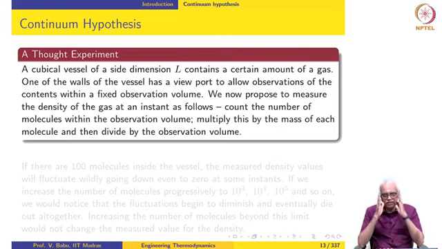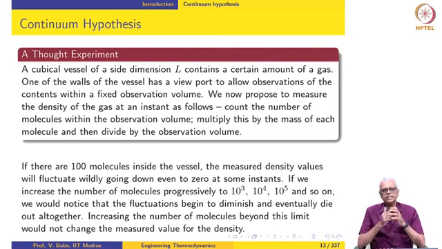So, at an instant we look at the observation volume, count the number of molecules, compute the mass of all the molecules together, and divide by the observation volume. Now, let us say that we have 100 molecules in the vessel. If we start with 100 molecules inside the vessel, then the measured density values will actually fluctuate quite a bit, sometimes even going down to 0.